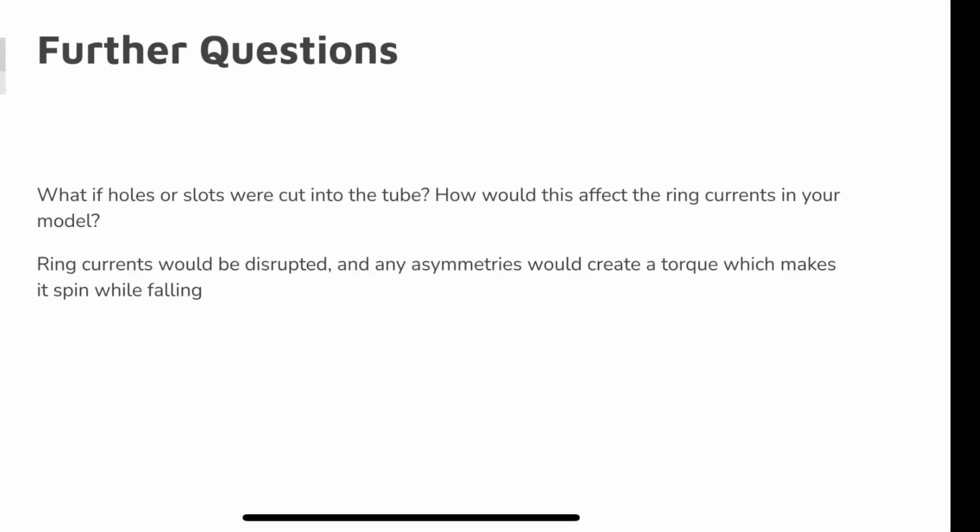Another question would be, what if holes or slots were cut or drilled into the tube, and how would this affect the ring currents in our model? Ring currents would be disrupted, and any asymmetries would create a torque, which makes the magnet spin while falling, which obviously didn't happen. And that has been my Lab 6 report and data analysis.